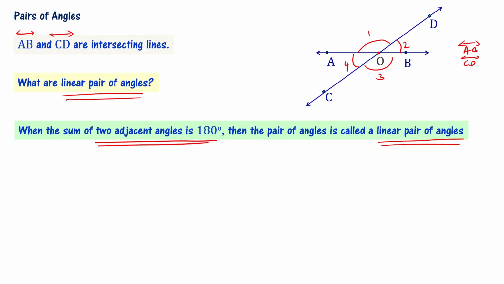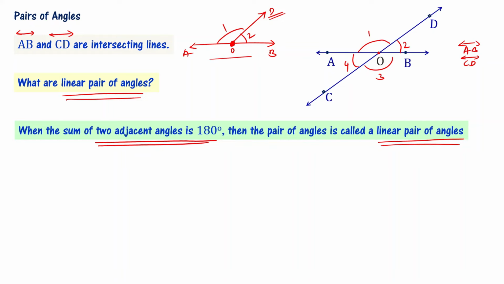Let me start with line AB. Let me call this line AB, and from O there is a ray or arm starting, right? That is OD arm. And you have two angles, angle 1 and angle 2, right? These two are adjacent angles because they have one common point, that is O. The vertex is common for those two angles and the arm OD is also common. That's why these two are adjacent angles, right?